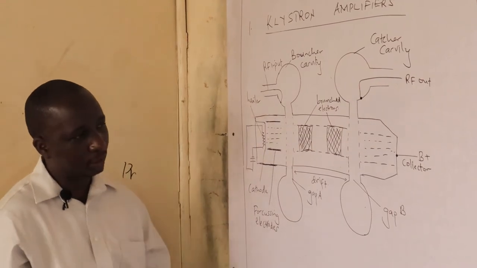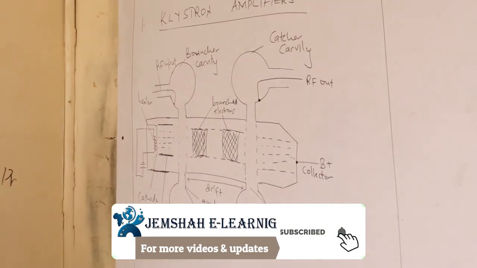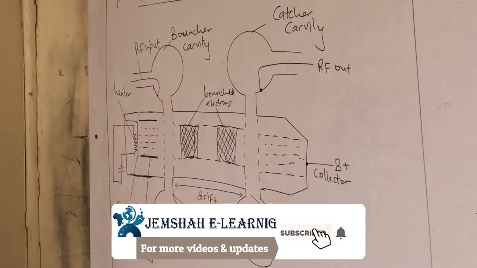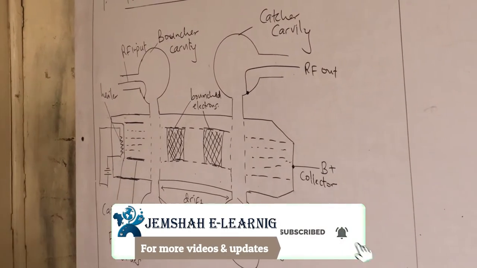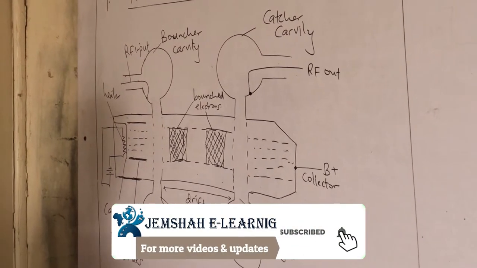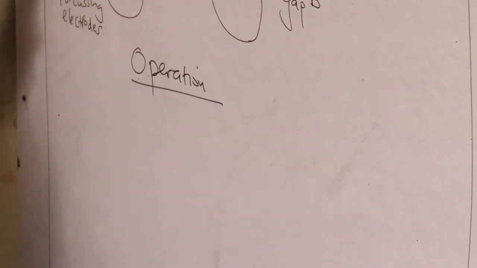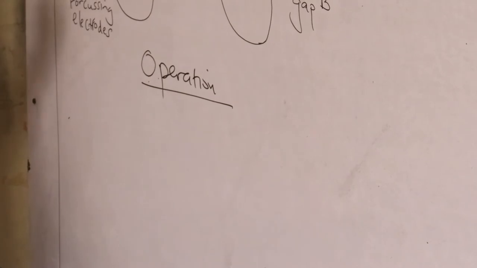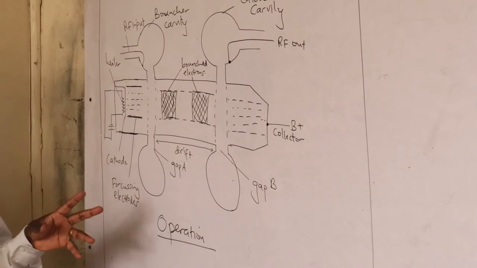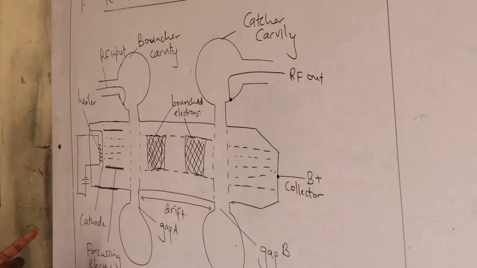So basically, this is what we need to know concerning the klystron amplifier. Other than that, we shall also see where we can get this kind of application. And in the event that we want to use what we refer to as an applegate diagram, how do we relate it with the klystron amplifier? So the operation: when we're talking about the operation, we need to explain how the electrons are able to move from the cathode to the B plus terminal, and also how the bunching occurs. And at the point of bunching, what basically takes place? That's what we need to know concerning that.